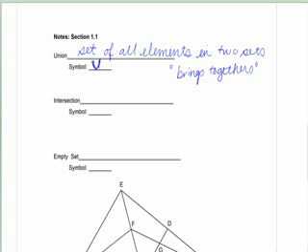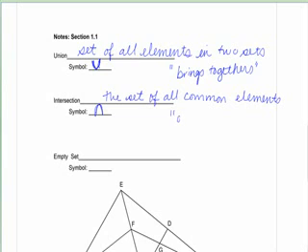The second vocabulary word is intersection, and its symbol is an upside down U. And the difference between a union and an intersection is that an intersection is just the elements in common. So the set of all common elements. The way I like to think of it is the overlap. Then the empty set, which basically has no elements, nothing in common.